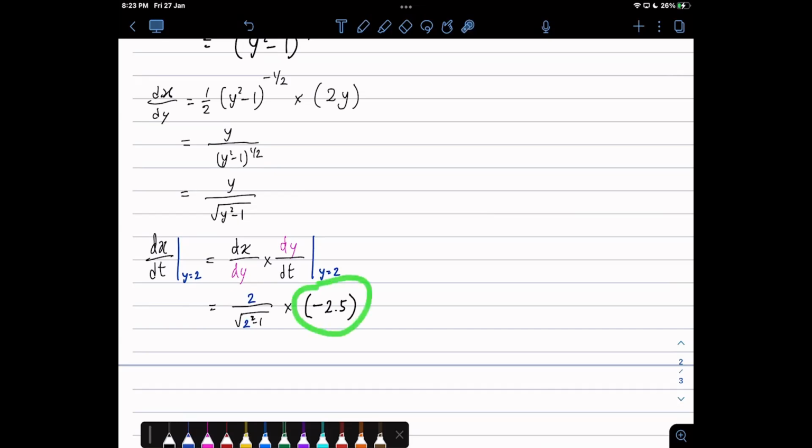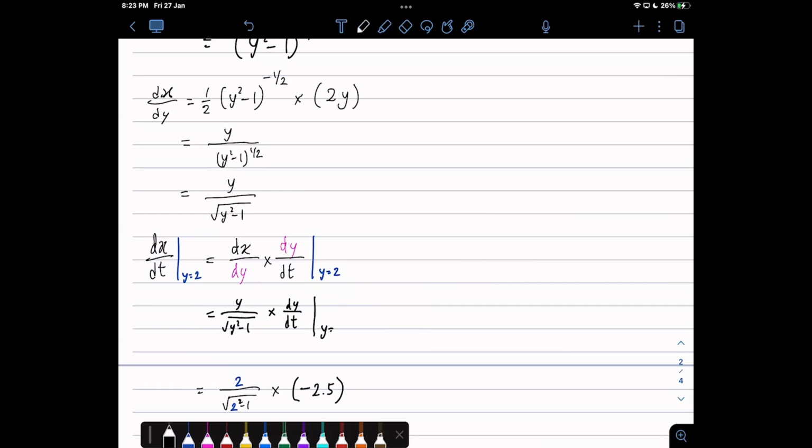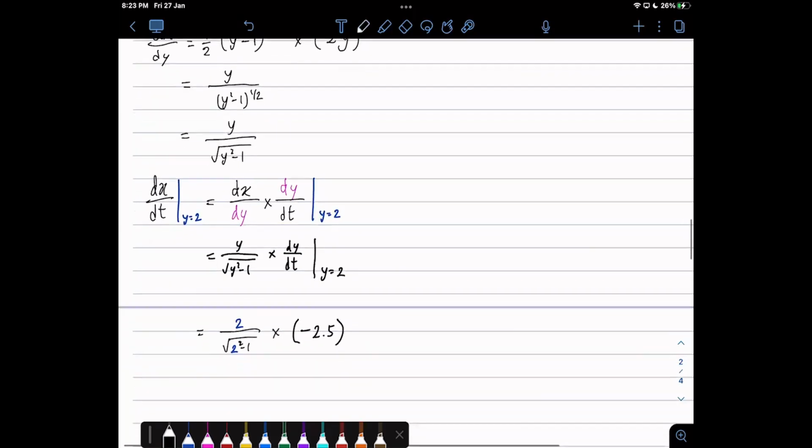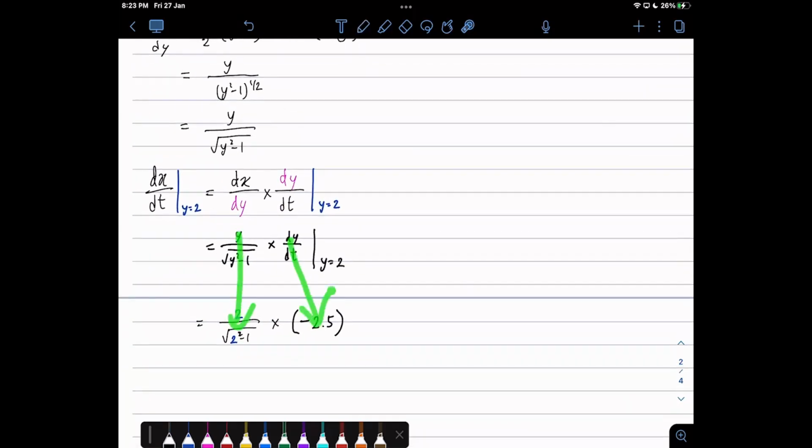There's no expression for dy by dt. If you want to keep this vertical line y equals 2, it must be a general expression. So you have to write something like y over square root whatever times dy by dt. Keep the dy by dt, and vertical line y equals 2. Then you substitute y with 2, dy by dt with its value when y equals 2. Then the rest just simplify a bit. I'm sure you know how to do the rest. 2 squared is 4, 4 minus 1 is 3, square root 3 times negative 2.5. 2 times negative 2.5 is negative 5.